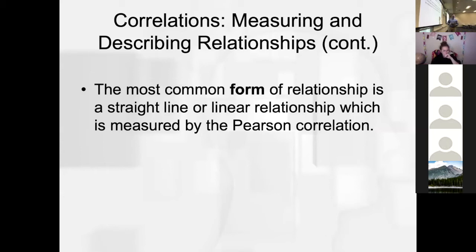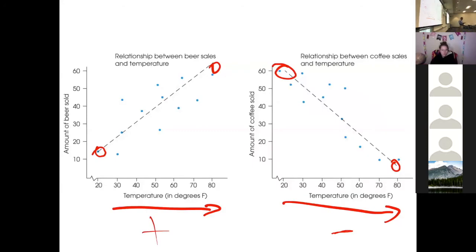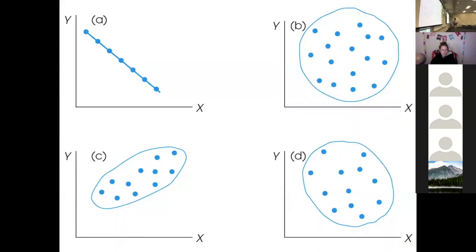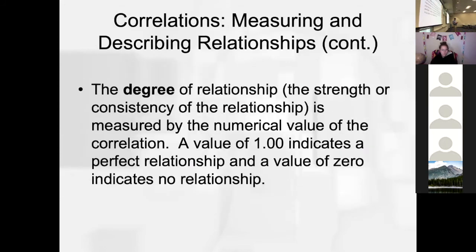And so the most common form, when we're talking about form, is a straight line, or what we call a linear relationship. All right, so we go back here, you can see we can plot the data by that straight line. It's a linear relationship.